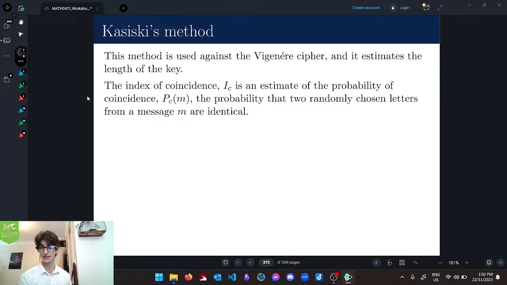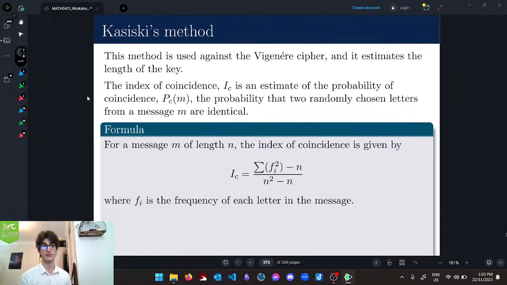The index of coincidence, I sub c, is an estimate of the probability of coincidence, PCM: the probability that two randomly chosen letters from a message M are in fact identical. So the formula given for Kasiski's method is, for a message M of length n, the index of coincidence is given by the sum of f_i squared minus n, over n squared minus n, where f_i is the frequency of each letter in the message.